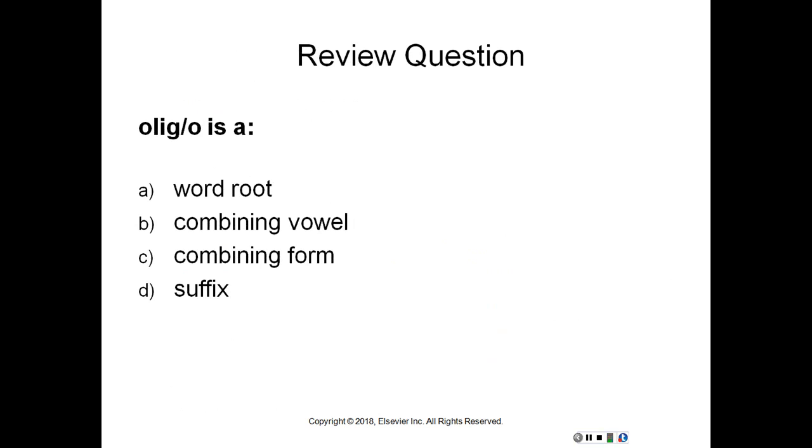And then oligo, is it a word root, combining vowel, combining form, or a suffix? Hopefully, just by elimination, you can eliminate B for combining vowel because that would just be the letter O itself. And so hopefully you are choosing it's a combining form because, of course, a suffix would have a hyphen in front of it. And it's not one of the word roots that we went over either. So it's a combining form because it has this slash and the O after it. And again, lots of exercises that you can do for practice, and that will end this recording.